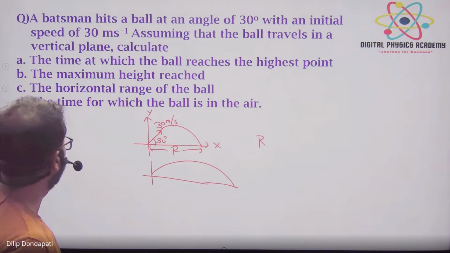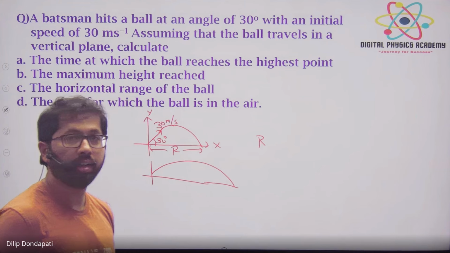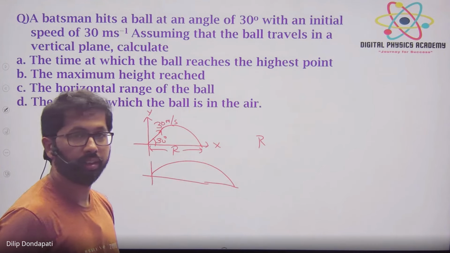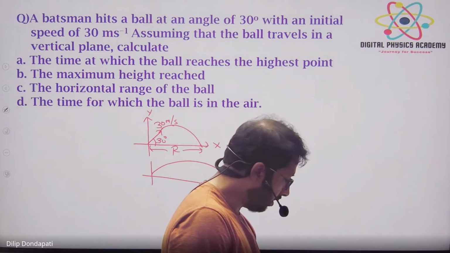Last answer. Time for which the ball is in air. So won't that also be 1.5? That is basically called the time of flight. Yeah, same, 2u sin theta by g, same answer. The answer will be 3.